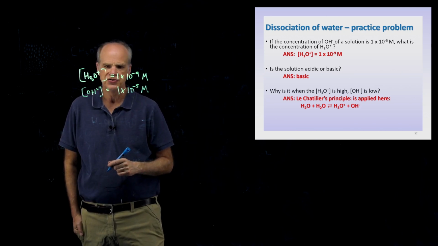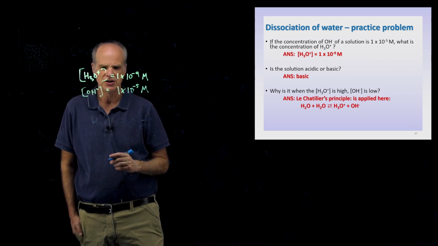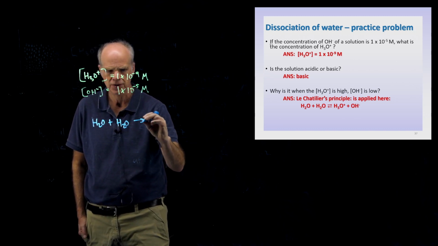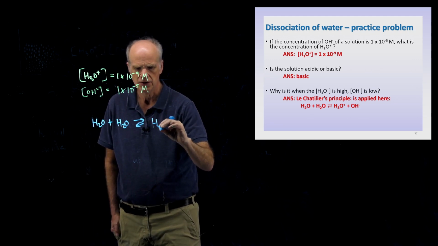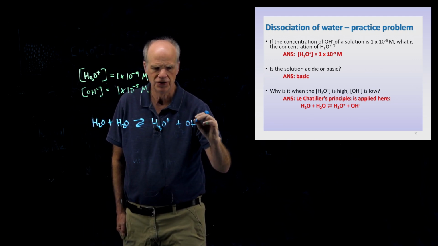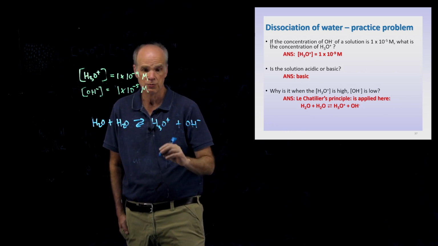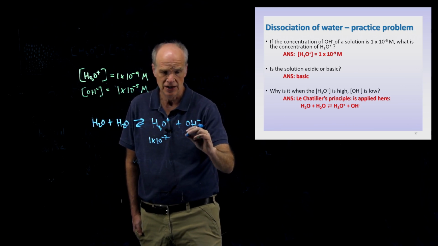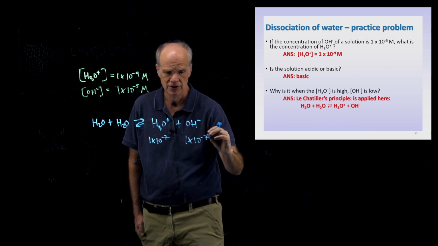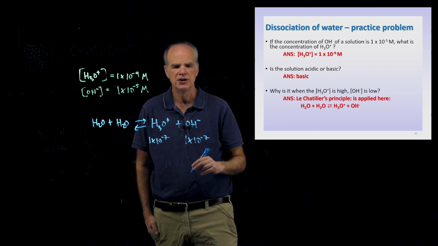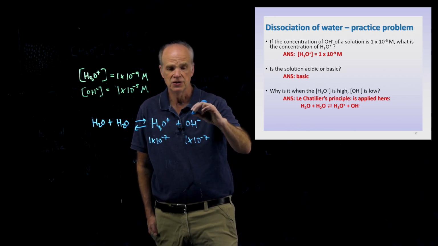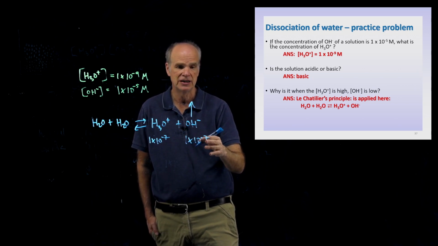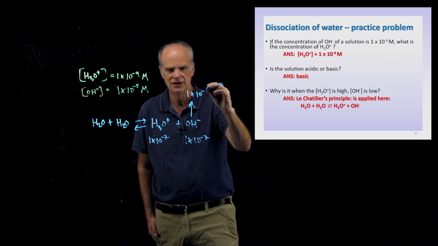Okay, so the final question is, why is it when the hydronium is high, the hydroxide is low? Let me write out the equilibrium really quickly. You know at this point that in neutral water, before we add anything, the hydronium will be 1 times 10 to the negative 7 molar, and the hydroxide will be 1 times 10 to the negative 7 molar. Here the chemist increased the hydroxide concentration, from 1 times 10 to the negative 7 to 1 times 10 to the negative 5.